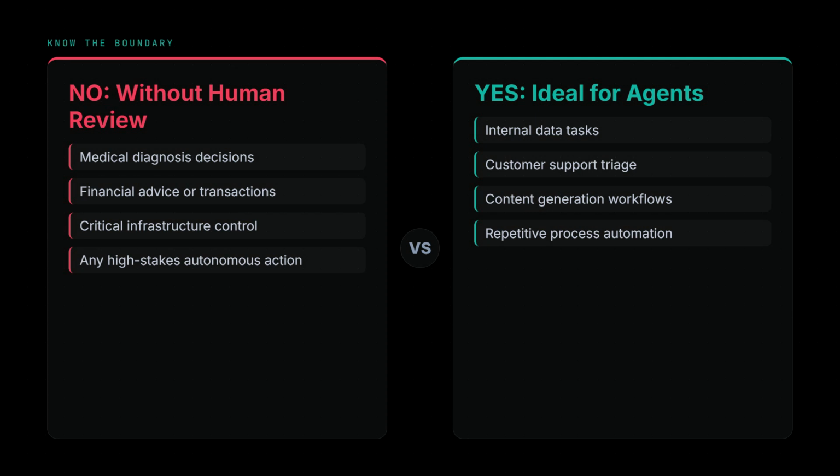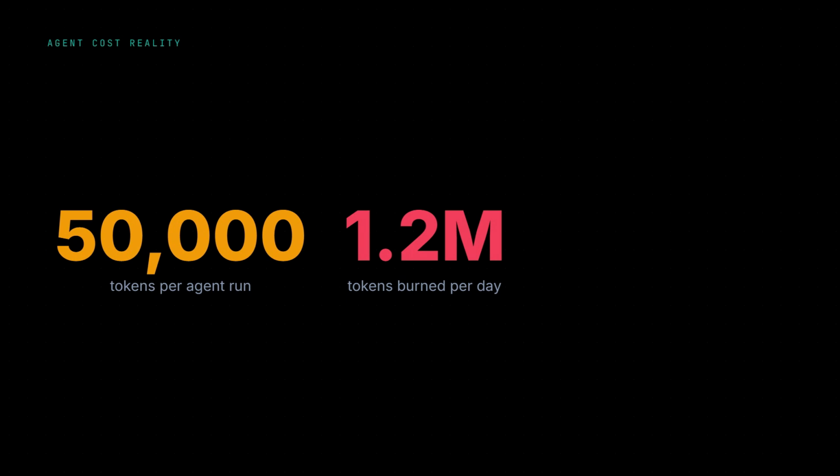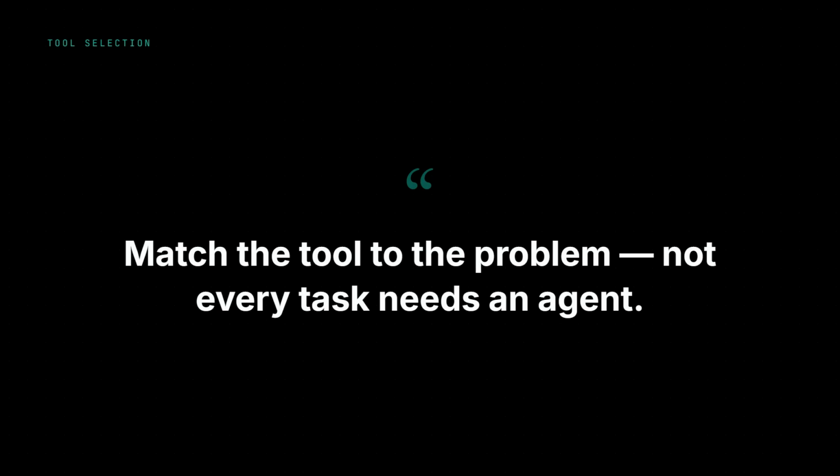Know the boundary. Also, agents are expensive in development time and tokens. A single agent run might make 10 tool calls and consume 50,000 tokens. If you're running that hourly across a large system, costs add up fast. Sometimes a simple rule-based system, or a traditional microservice, is more practical. Use agents where the problem is complex enough to justify the overhead.